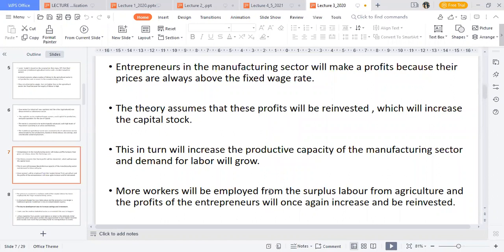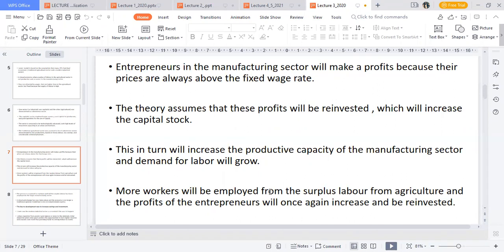Entrepreneurs in the manufacturing sector will make profits because their prices are always above the fixed wage rate. That's another assumption. Now, if I employ you, marginal productivity of labor should be equal to your wage. That's the market thing. That's the economics thing. Meaning that if I'm employing you, how much you're going to give me should be equal to how much I'm paying you. But here's the situation where people in the manufacturing sector exploit those they employ: working for them to earn 2,000, they'll pay you 500 Ghana cedis. So you can see that the investment or the money that people are going to get, or the profit they will get, is what is high. That's what this point means.